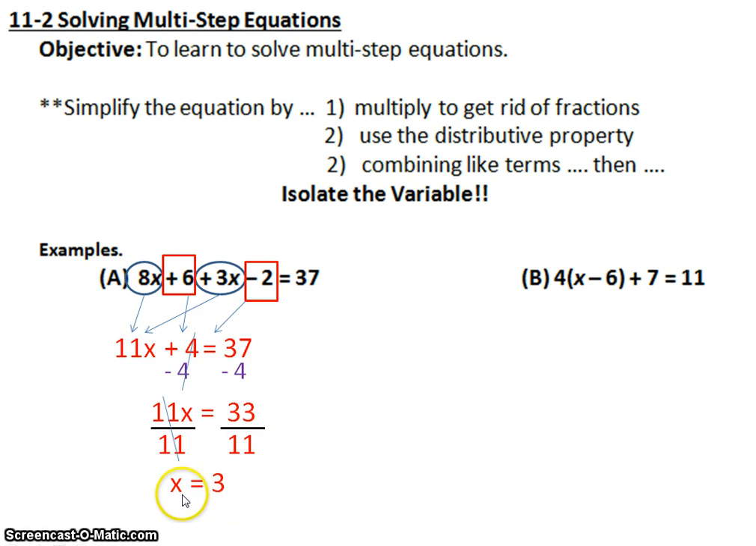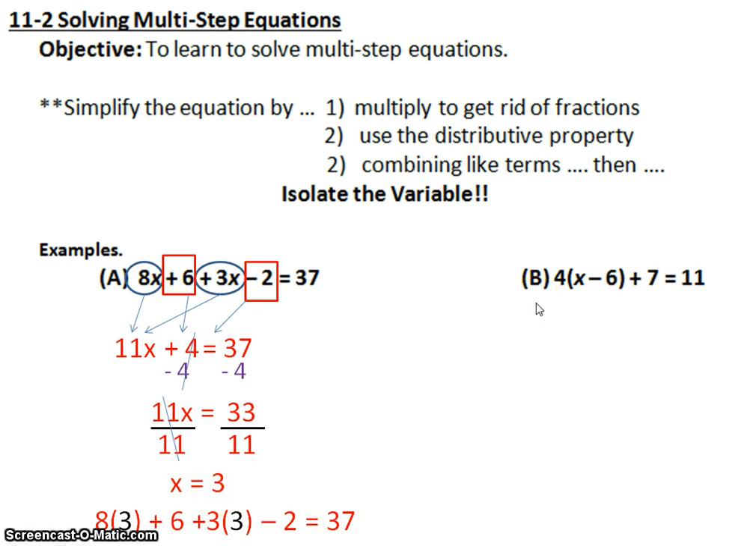Now what I can do is turn around and test. I can check, does x actually equal 3? I can use the original equation of 8 times x plus 6 plus 3x minus 2 equals 37, but I can substitute 3 in for x. So I would have 8 times 3 plus 6 plus 3 times 3 minus 2 equals 37. 8 times 3 is 24, plus 6 is 30. 3 times 3 is 9. That would be 39 minus 2 is 37. So x does equal 3.